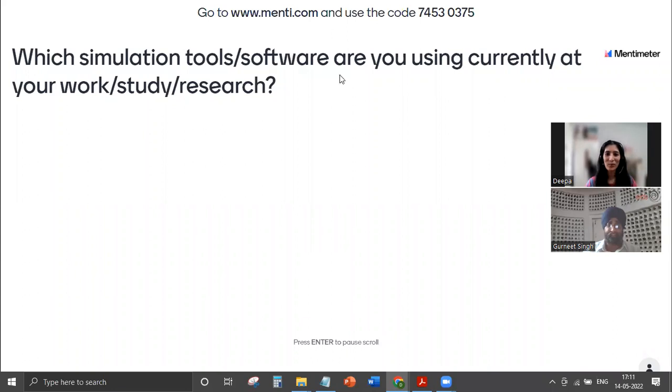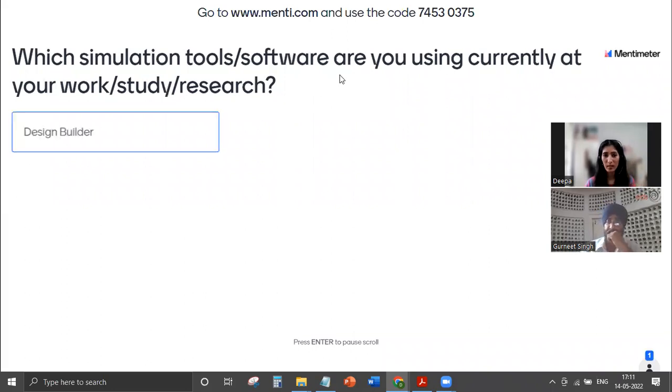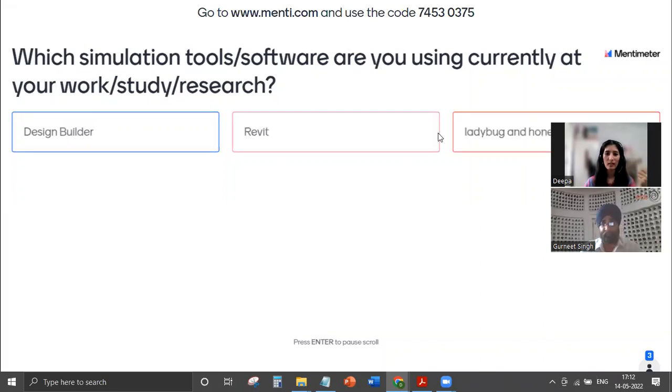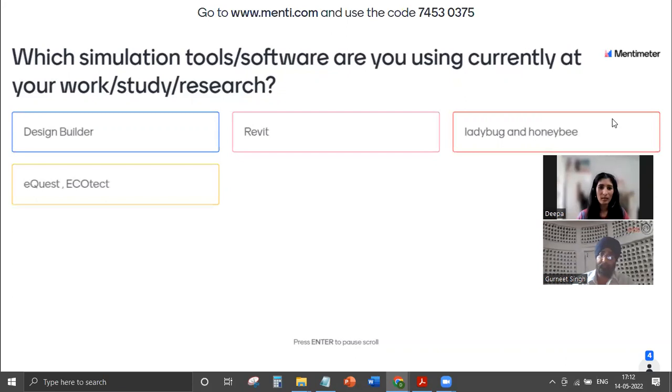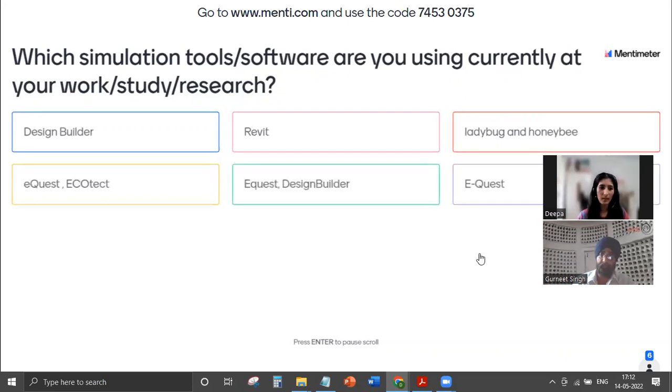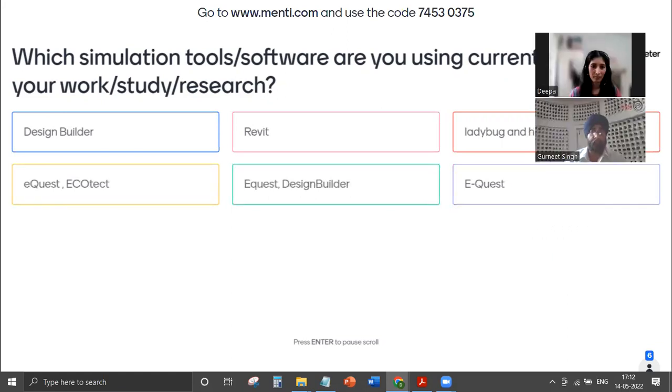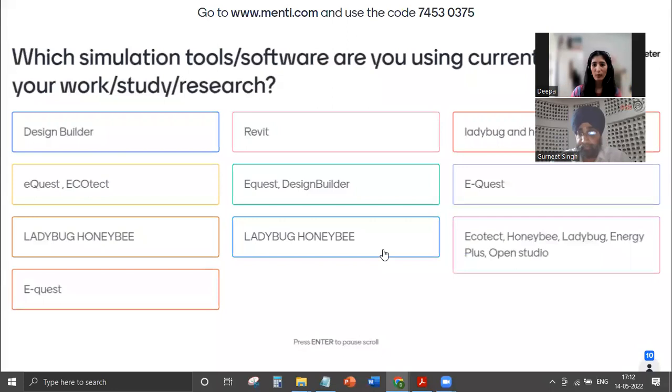All right. So when you log in, you can use your phone or your laptop. There you go. And there is a box in there for you to send in your responses. You can send them multiple times as well. Okay, so let's look at the different tools that our audience here is using. So there's Design Builder, Revit, Ladybug, Honeybee, eQuest, Ecotect. So even if the tool that you're using is already here on the screen, please send in your response again, so we know how many of you are using the same tool.